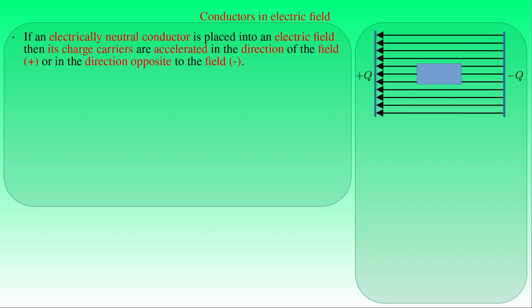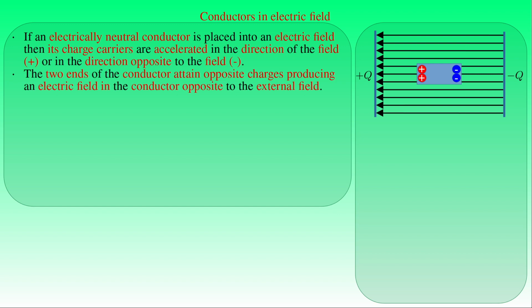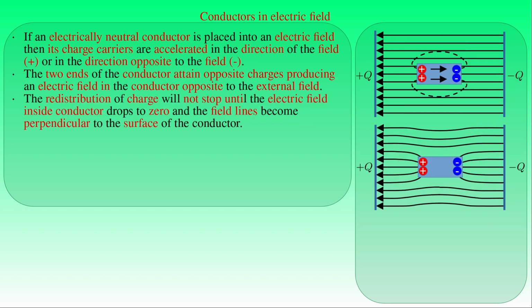The two ends of the conductor therefore attain opposite charges, producing an electric field inside the conductor, where the external and the internal electric fields have opposite directions. The displacement and the redistribution of the charge carriers will not stop until the electric field inside the conductor drops to zero and the electric field lines become perpendicular to the surface of the conductor. As a result, the electric field strength of the induced charges at the boundary surface of the conductor and the electric field strength producing the separation of charges cancel each other out inside the conductor.